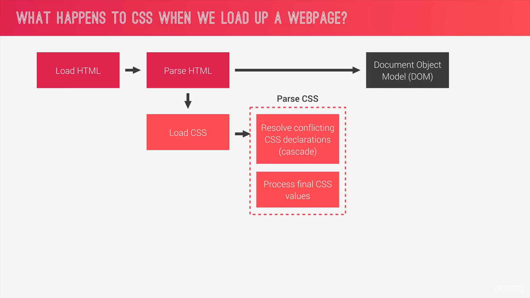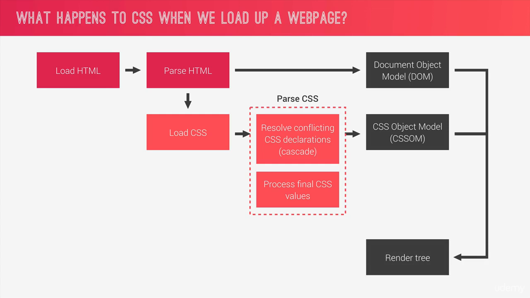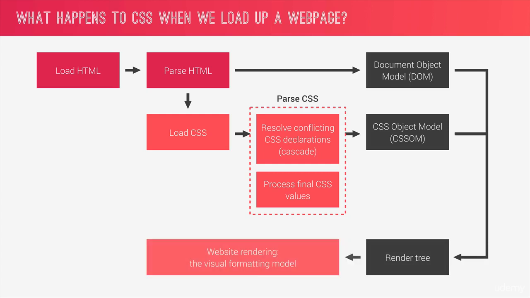Alright, now after all of this is done, the final CSS is also stored in a tree-like structure called the CSS Object Model, similar to the DOM. And now that we have the HTML as well as the CSS parsed and stored, these together form the so-called render tree. And with that, we finally have everything we need to render the page. Now, in order to actually render the page, the browser uses something called the visual formatting model. This algorithm calculates and uses a bunch of stuff that you already know about, like the box model, floats, and positioning.